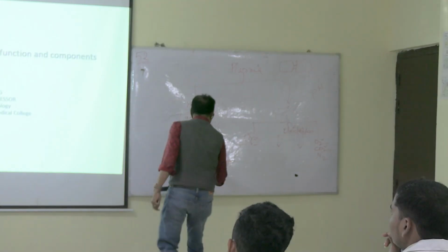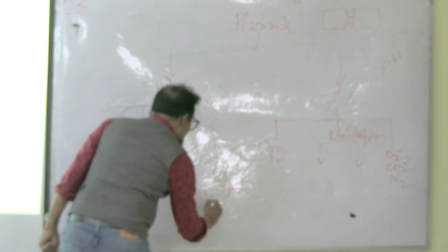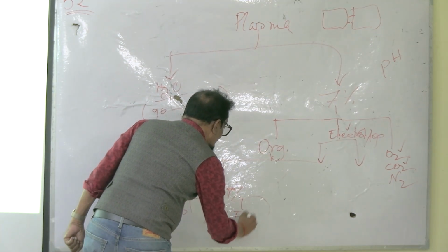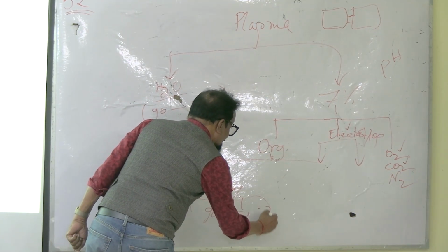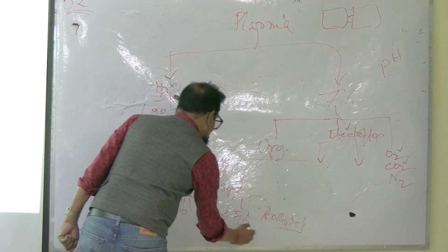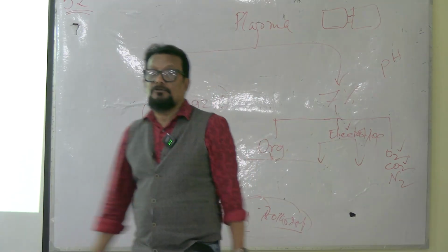So plasma proteins are of 3 or 4 types. One is albumin, another is globulin, another is fibrinogen, and another is prothrombin. And these two are involved with coagulation of blood.